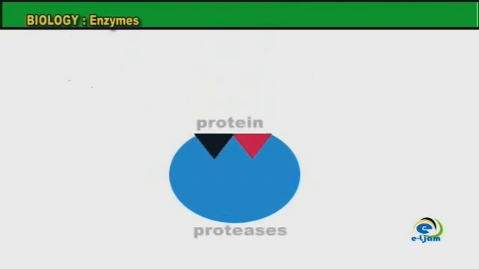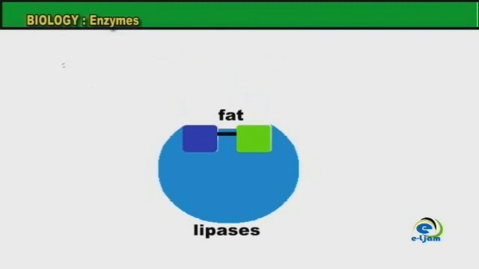Enzymes that break down proteins are called proteases. For example, trypsin, which breaks down proteins into smaller units called polypeptides. Enzymes that break down fats are called lipases. For example, lipase, which breaks down fats into smaller units called fatty acids and glycerol.